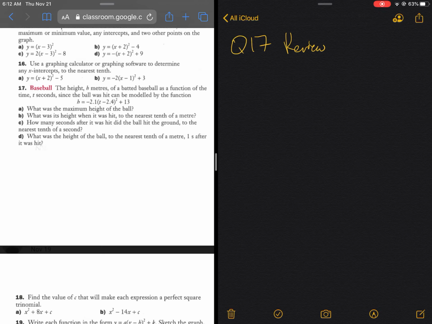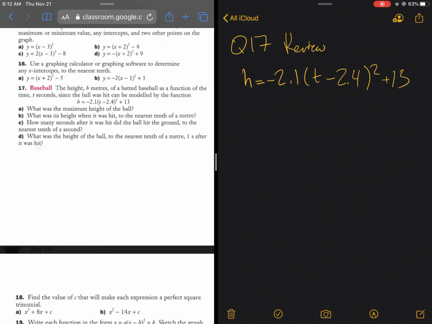Okay, question 17. The height h in meters of a batted ball as a function of time t seconds since the ball was hit can be modeled by the function h equals minus 2.1 times (t minus 2.4) squared plus 13. What is the maximum height of the ball?